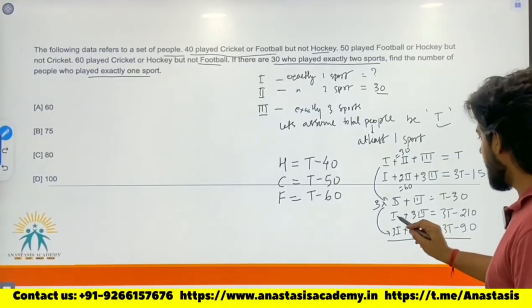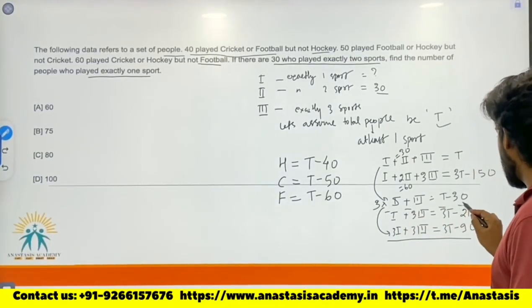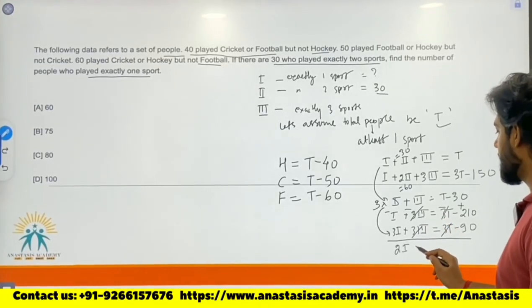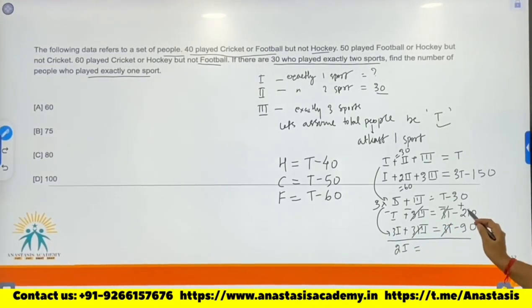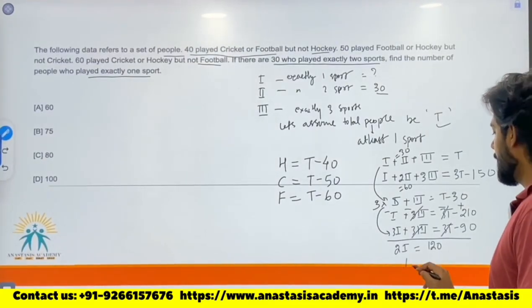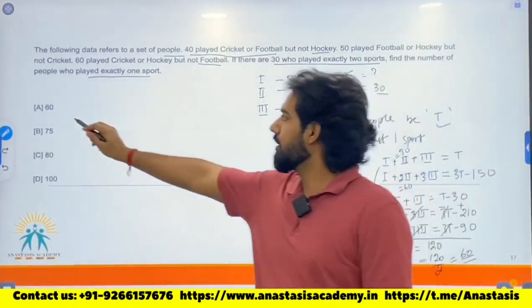If I subtract this equation from this equation, the 3T gets cancelled, and this gets cancelled. 2 times people playing exactly one sport is equal to 210 minus 90, that is 120 people. So people playing exactly one would be 120 divided by 2, or 60 people play exactly one sport. So the correct answer to this question is option A.